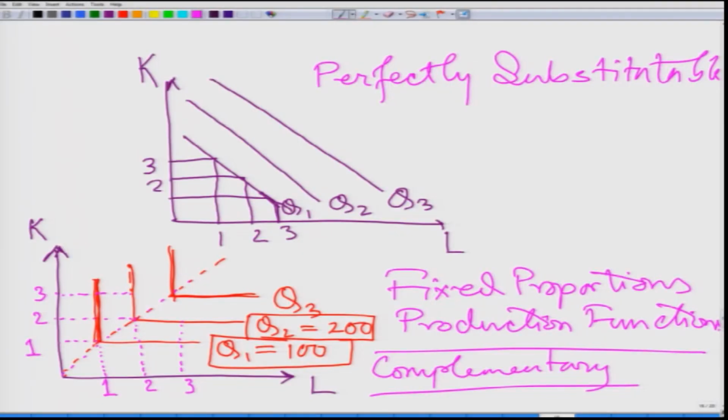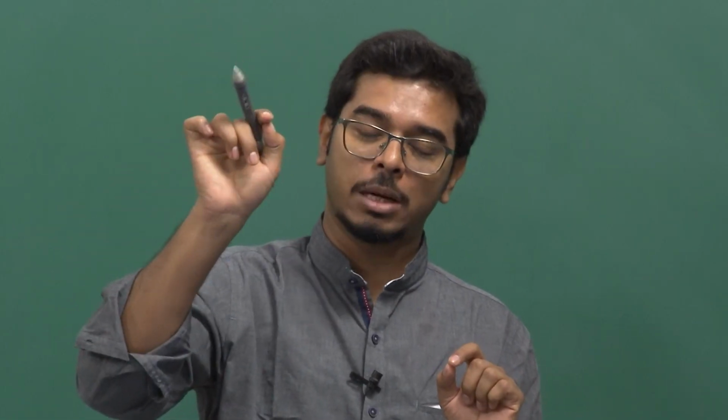So this is a fixed proportion. The proportion remains fixed, and the optimal proportion is generally given by this straight line: 1 labor 1 X-ray machine, 2 labor 2 X-ray machines, 3 labor 3 X-ray machines, and all these kinks are the corner points of these L-shaped isoquants. L-shaped isoquants or kinked isoquants, that's how they are known.